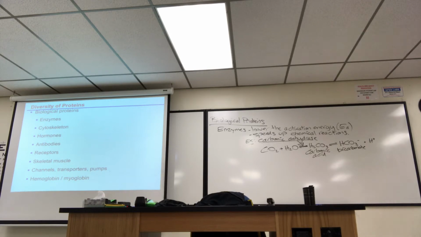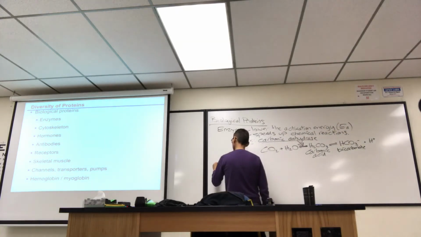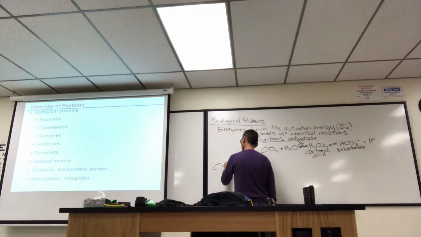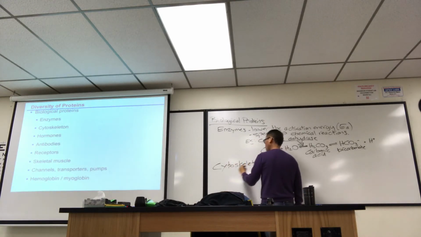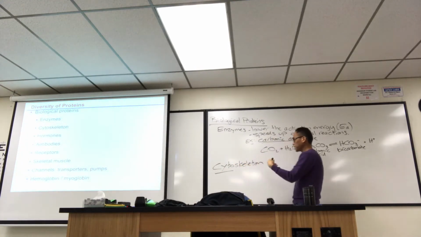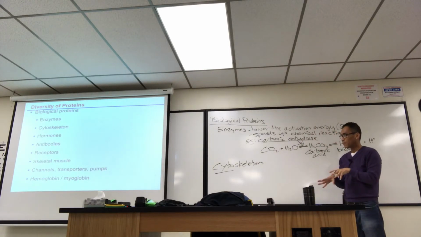Now, cytoskeleton is the next one. Cyto means cell. And I know whenever you say skeleton, you think of the human bony skeleton. But in this case, it provides cell structure and some rigidity.